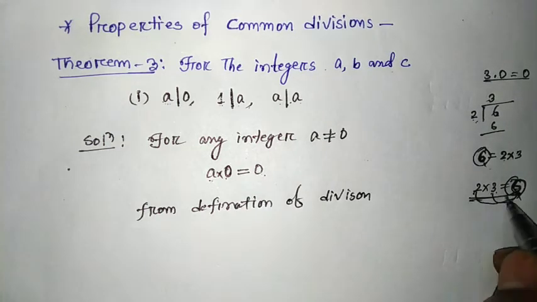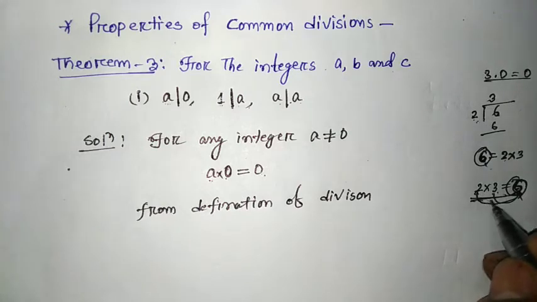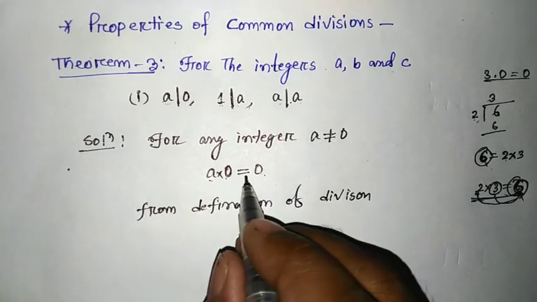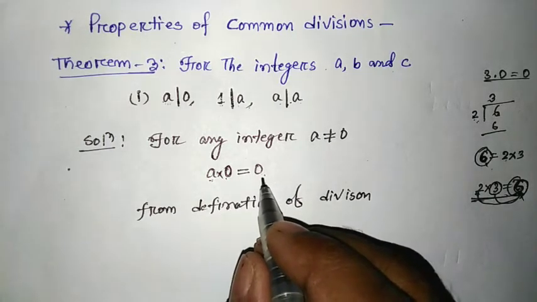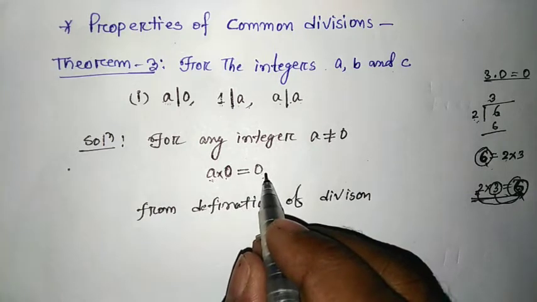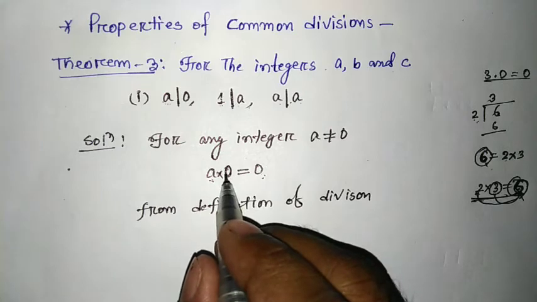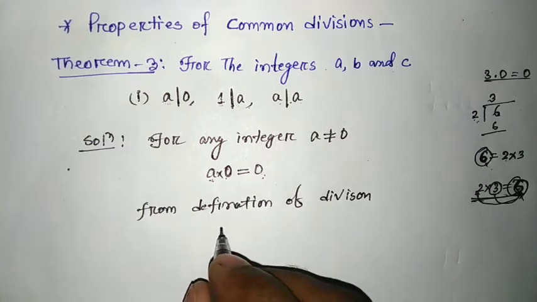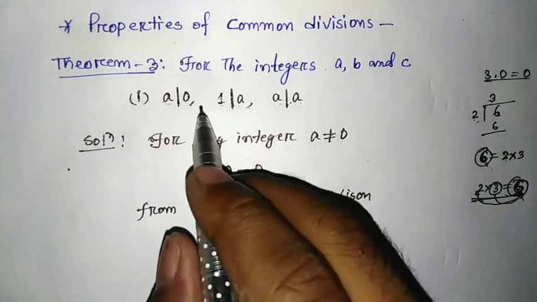2 into 3 is equal to 6. From this line we can say that 3 divides 6, because if we divide 6 by 2, then we get 3. So in this case, the same case arises here. a into 0 is equal to 0. That means a divides 0. And how many times does a divide 0? 0 times, no? So from the definition of division we can write a divides 0. The first one is proved.